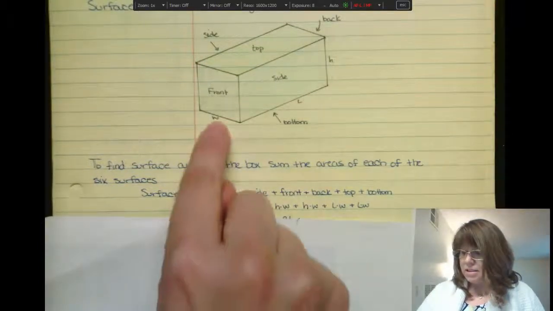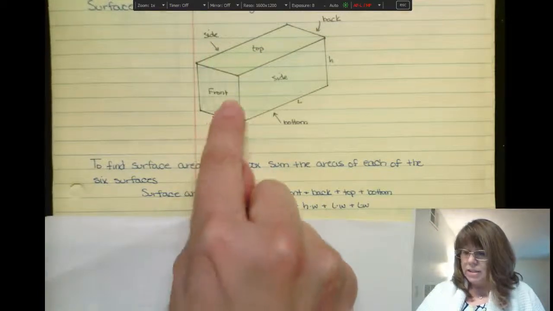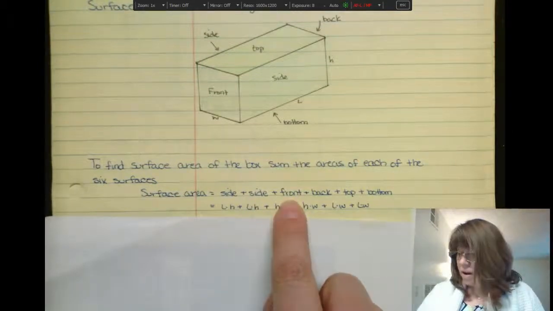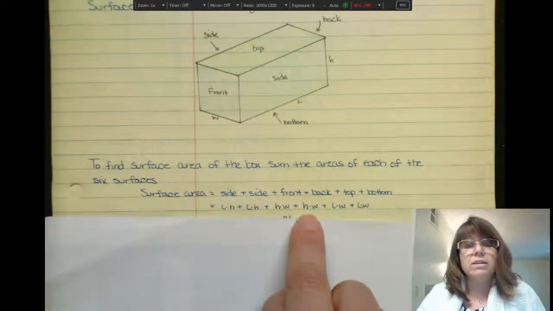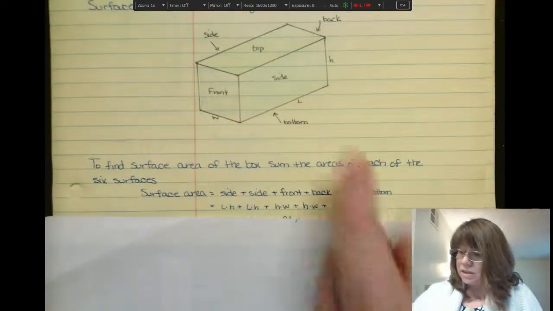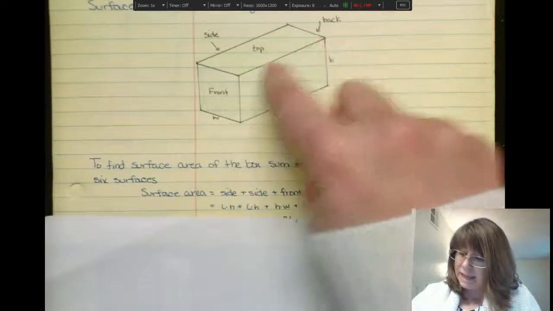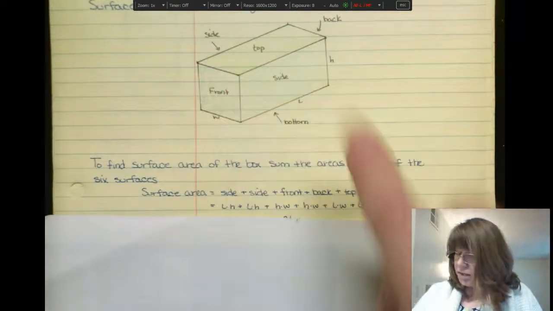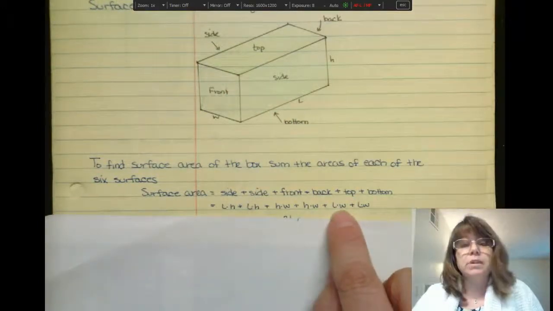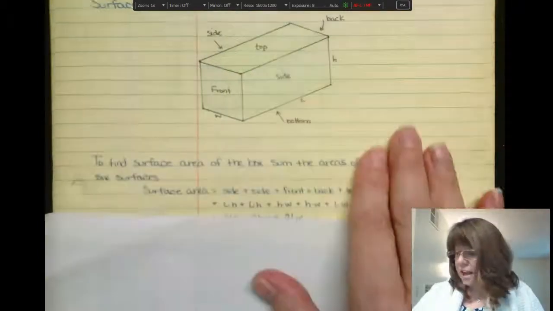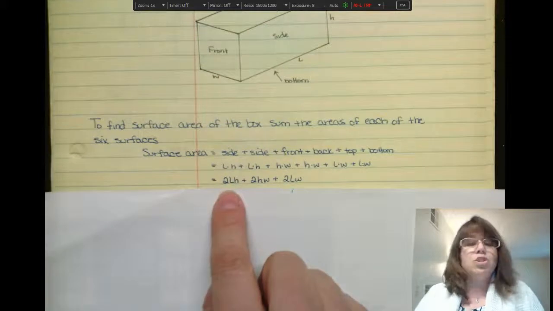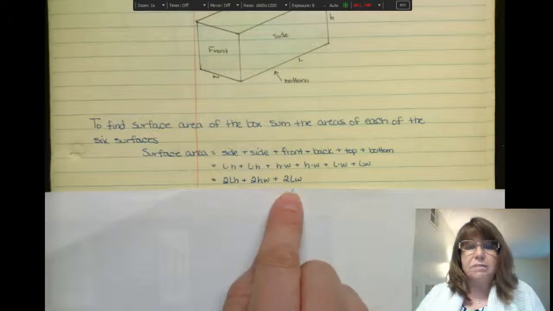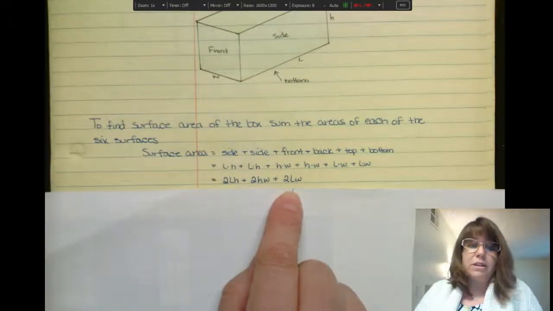The front, let's look at the picture, is going to be the width times the height. So the front and the back have height times width. The top and the bottom, let's look at that. The top has the length of the length, but has the width of the width dimension. So it's LW, and the bottom is LW. Let's put that all together. Combine like terms. We have 2LH plus 2HW plus 2LW. That's going to be the formula that we use.